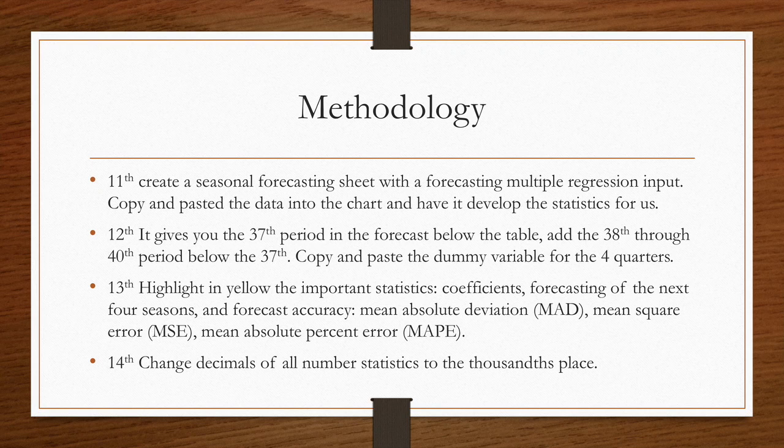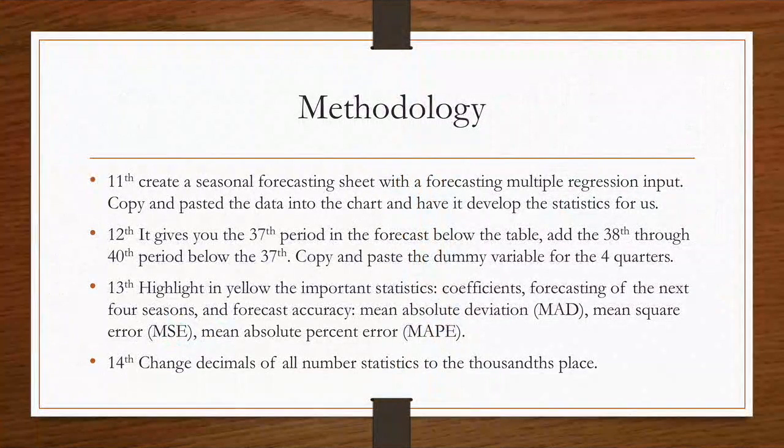Copy and paste the data into the chart and have it develop the statistics for us. 12th, it gives you the 37th period in the forecast below the table. Add the 38th through 40th period below the 37th. Copy and paste the dummy variable for the 4 quarters. 13th, highlight in yellow the important statistics, coefficients, forecasting the next 4 seasons, and forecast accuracy, mean absolute deviation, mean square error, and mean absolute percent error.